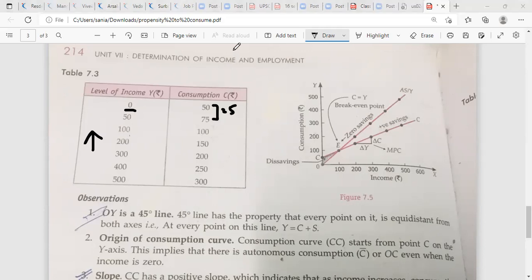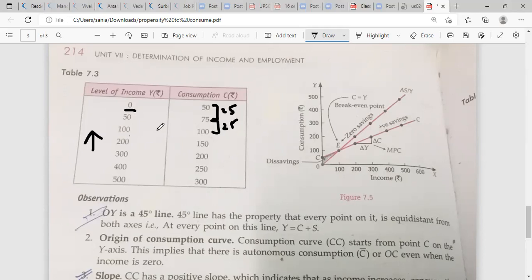Okay. Am I audible? Yes, ma'am. Okay. So today I have only two students, so you people need to say yes or no. Okay. So you can see that between 50 and 75, it's 25, and between 75 and 100, it's again 25.